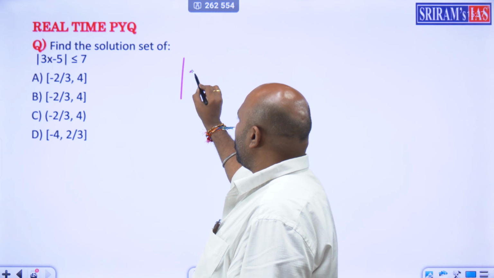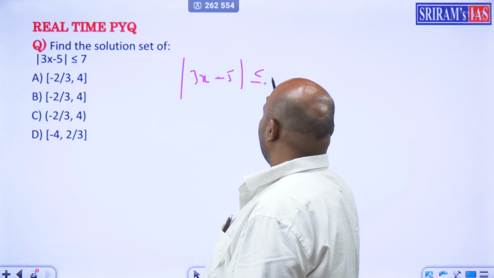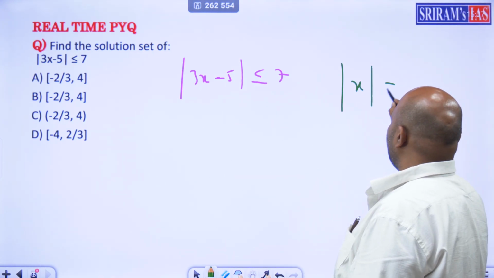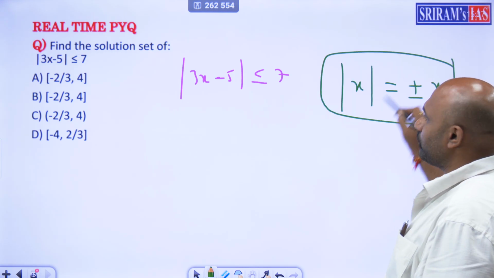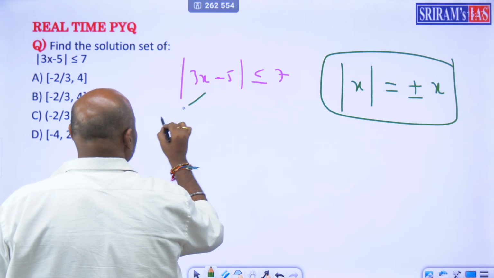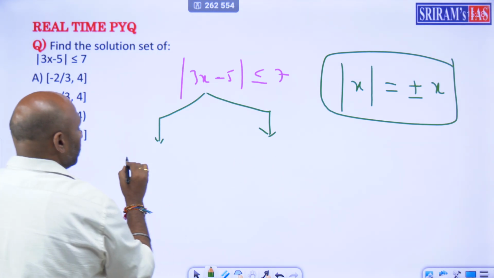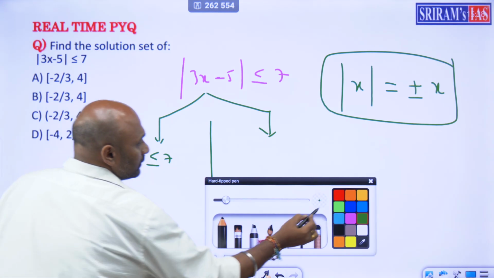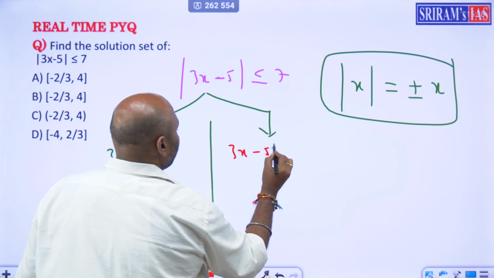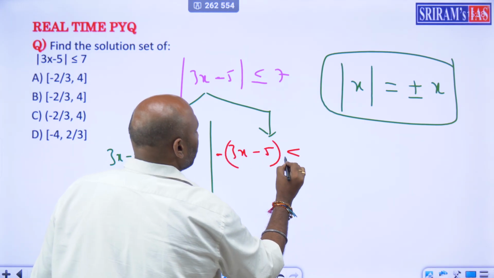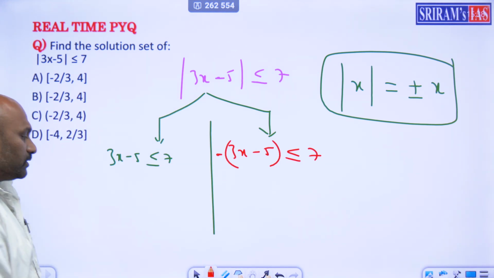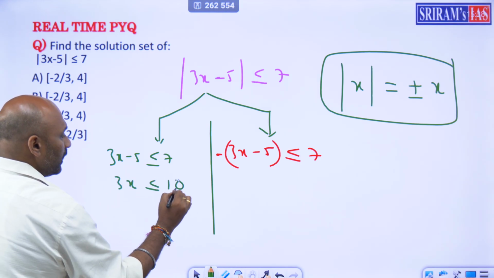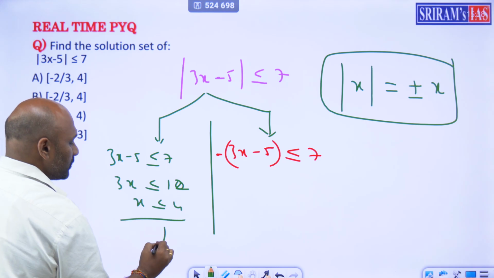Next, he has given that modulus of 3x minus 5 is less than or equal to 7. Whenever mod is given, please remember, modulus of x is always equal to plus or minus x. That is a basic funda that you have to remember. Therefore, we will solve this in two parts. The first equation is 3x minus 5 is less than or equal to 7. So 3x is less than or equal to 12, x is less than or equal to 4.